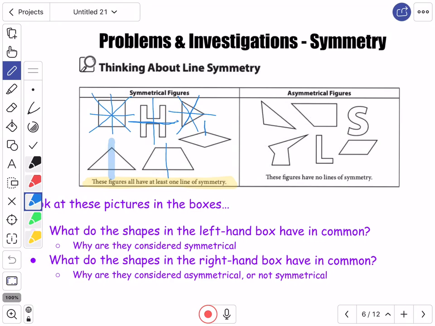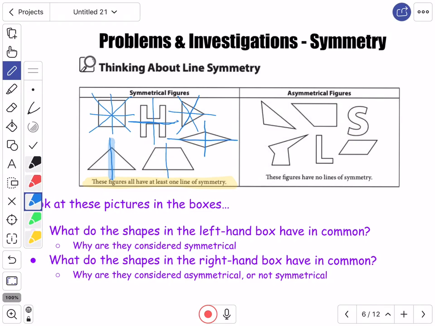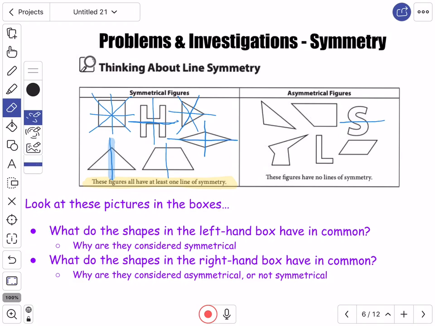The triangle could be cut in half this way, or this way. Now that's not every triangle, but this is an equilateral triangle, which means that you can cut it in half like that and it'll match up on each side. This rhombus can be cut in half here. It could also be cut in half there, all right? Okay, so there's some lines of symmetry. Now when you look at the shapes on the other side, they don't have lines of symmetry, meaning that there isn't a way that I can fold them where they would match up on both sides.